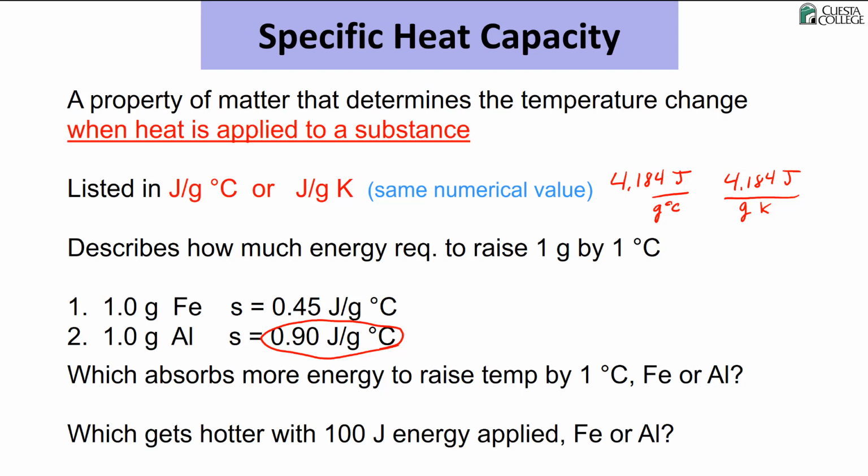Which material would get hotter if 100 joules of energy were applied to 1 gram of the material, iron or aluminum? Well, it takes more energy to raise the temperature of a piece of aluminum, so that same amount of energy would change the same mass of iron by a larger temperature change.